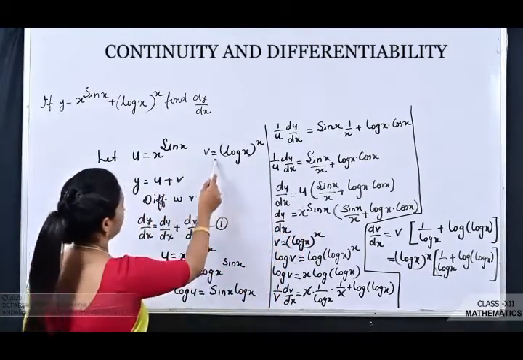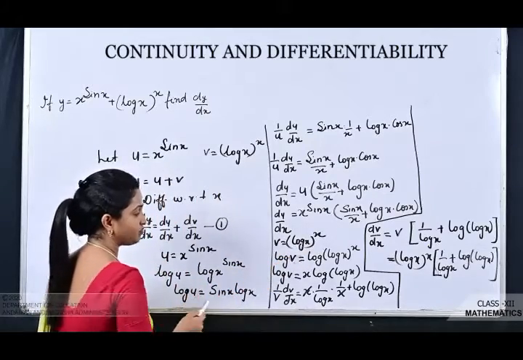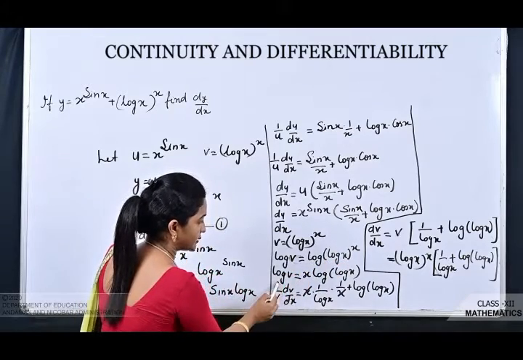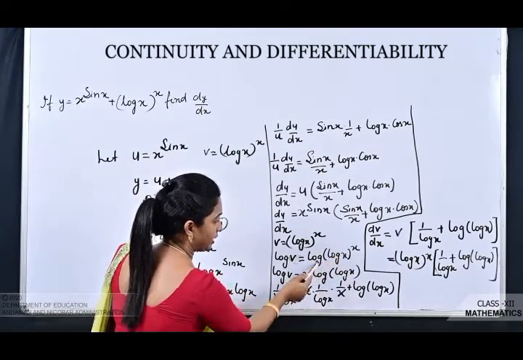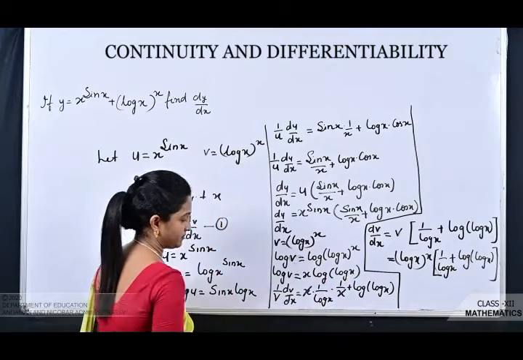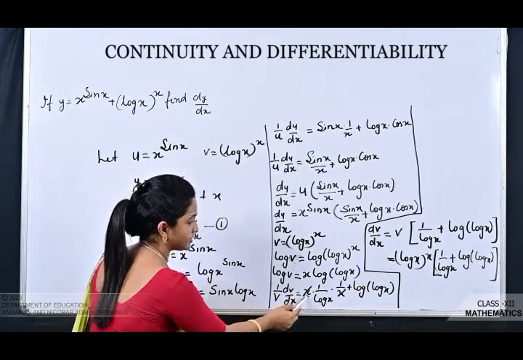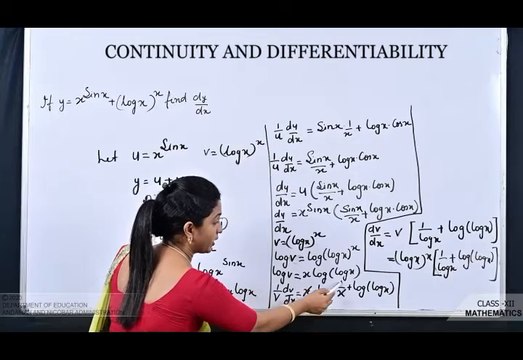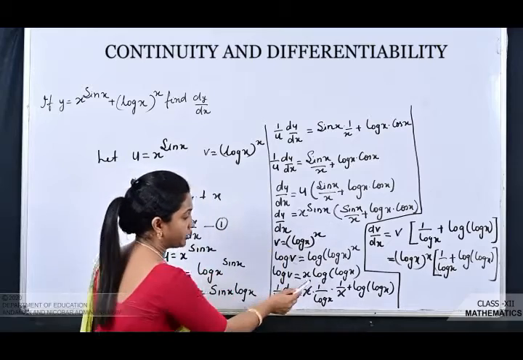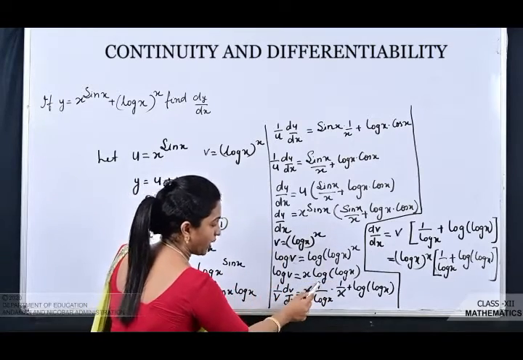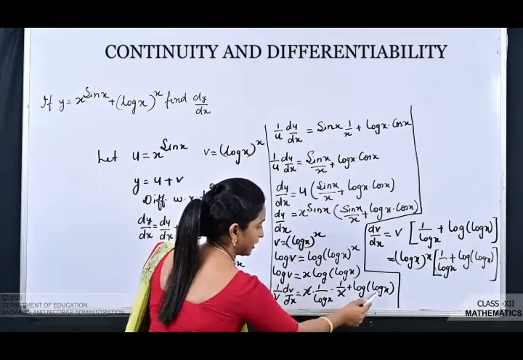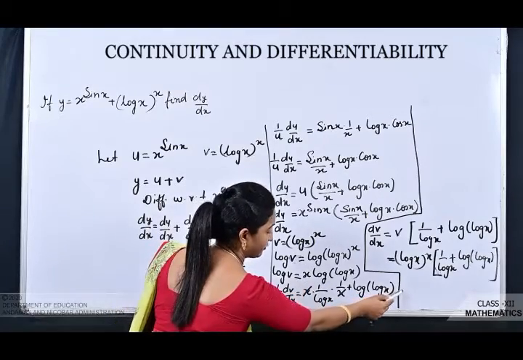Then you will take the second equation, v is equal to log x to the power x. Again taking log on both sides, log v is equal to log of log x to the power x. Again applying the property log x to the power m, x will come in the front, so log v is equal to x log log x. 1 by v dv by dx is equal to, you have to apply the chain rule. First function, x, into derivative of the second. Derivative of the second means log of log x, so 1 by log x into derivative of log x, which is 1 by x, plus the second function into derivative of x, which will be 1, that's why I have not written 1 here.